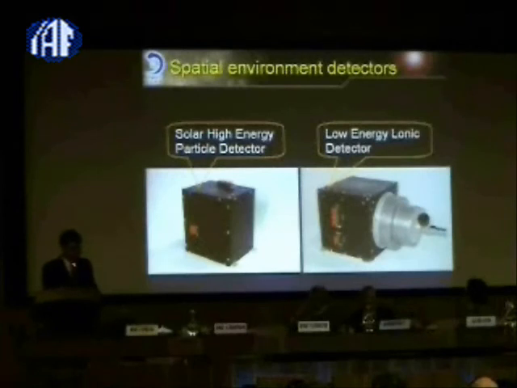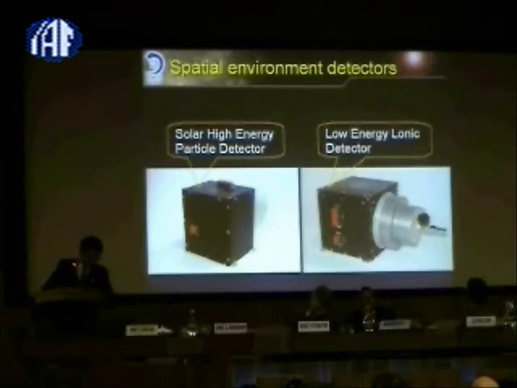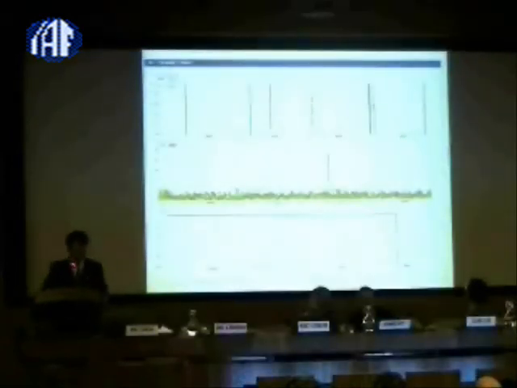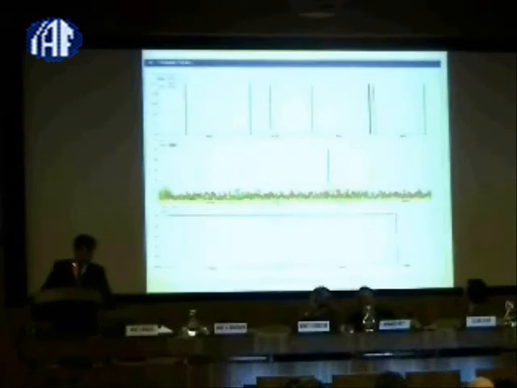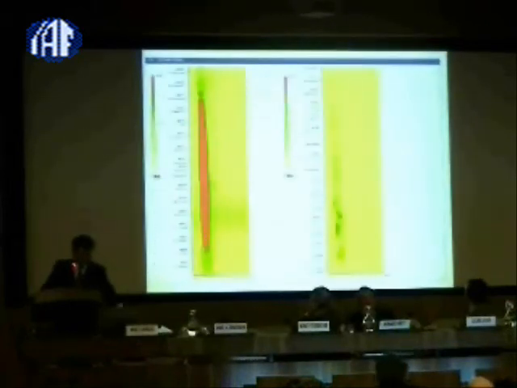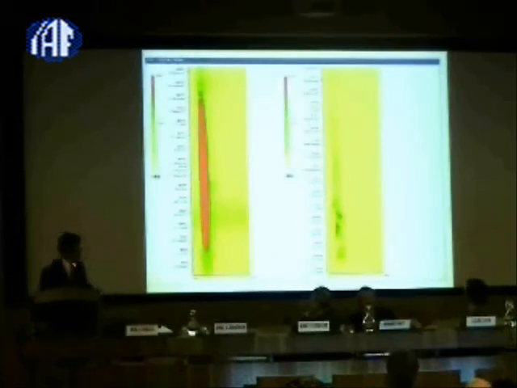This is the solar high energy particle detector and a low energy ion detector. We also get these kinds of curves that show the environmental parameters of the moon areas. This is also the solar low energy ion images. This is a picture.